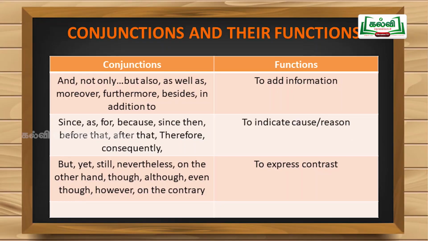Next, not only but also. She ate not only the cake but also the sweets. So, there is a list, there is cake, there are sweets. So, we are adding the sweets. So, to add information. Next, as well as, she is drinking as well as eating.